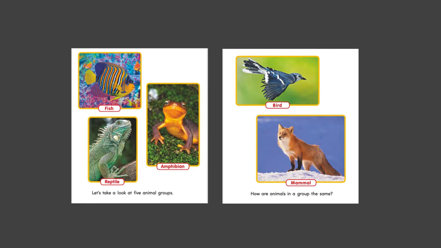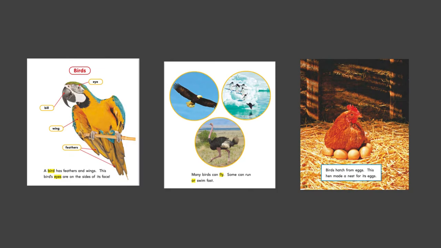This week, you're reading the story Animal Groups. You will learn about 5 different groups of animals. Let's take a look at those 5 groups now. You will learn about fish, reptiles, amphibians, birds, and mammals. We will practice how to compare and contrast using 2 of these animal groups. Today, we're going to compare and contrast birds and mammals.